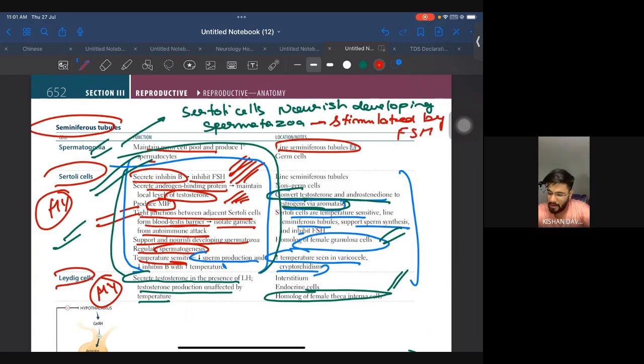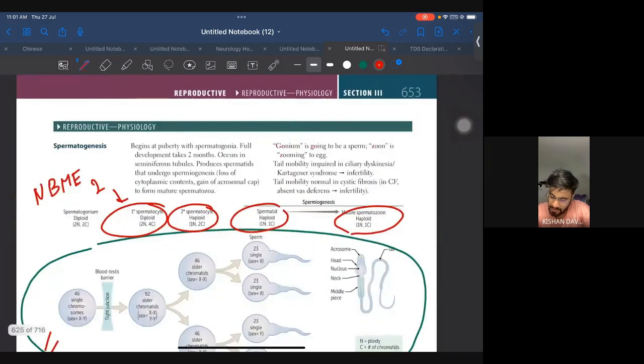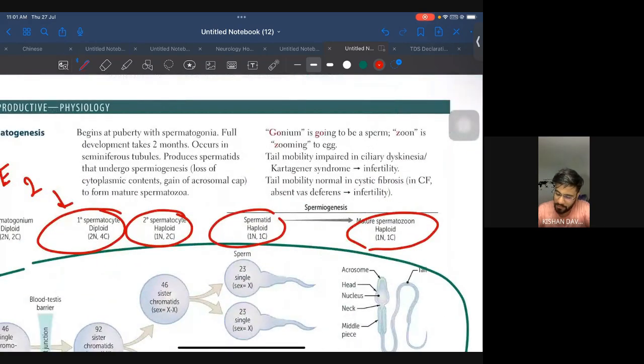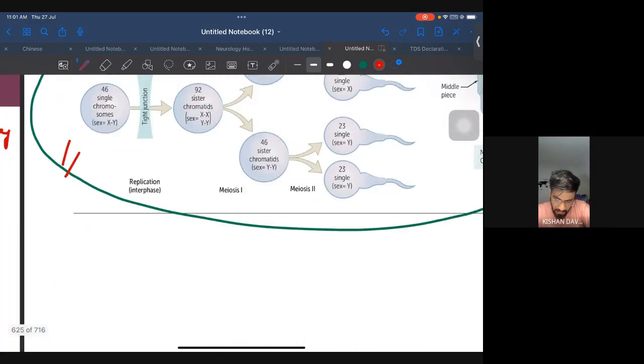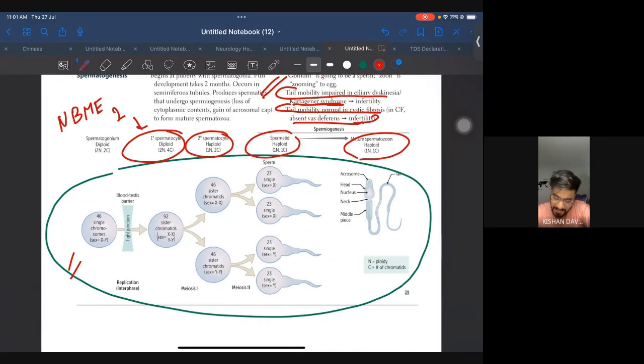So write this down. Next, coming to spermatogenesis, a small part you have to be aware of: tail motility is impaired in ciliary dyskinesia, Kartagener syndrome, whereas tail motility is normal in cystic fibrosis. This is the difference between Kartagener and cystic fibrosis that we have discussed earlier in the respiratory system as well as in biochemistry. So make yourself clear how the reproductive systems are affected in both diseases. That's all about spermatogenesis. Don't study in detail. Just remember the chromosome number and the haploid or diploid state, and this point. Nothing else they will be asking you here.